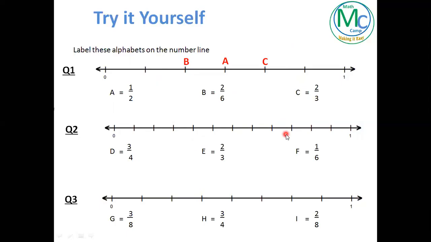Okay, let's check question number 2. So D has its position over here, E's position is there, and F will go there. Again, I'm sure that you have done this question right. For the last question, you can check the positions of G, H, and I. So I am sure that you have done all these questions right.